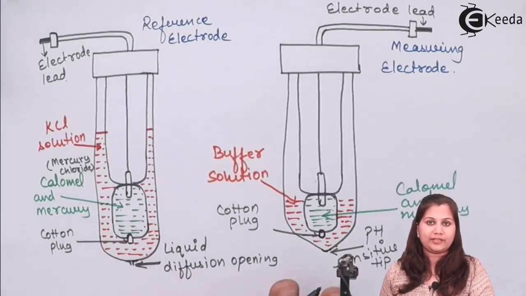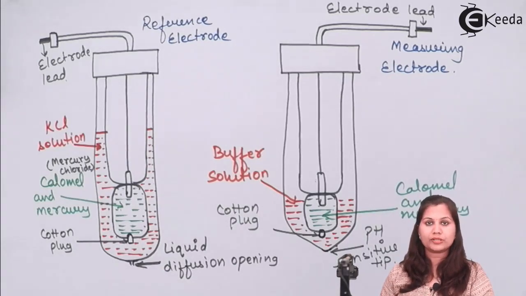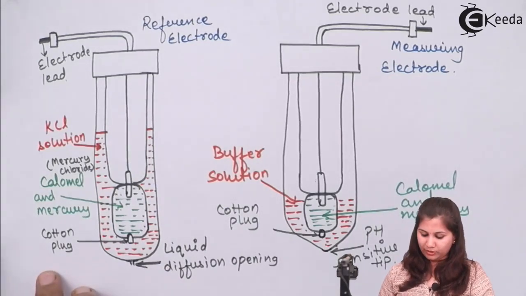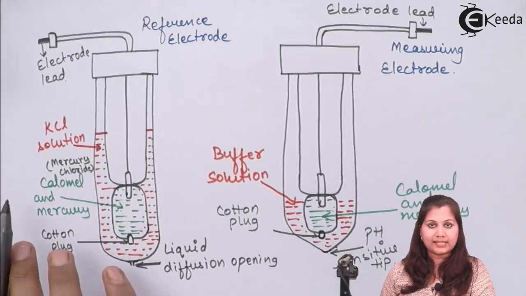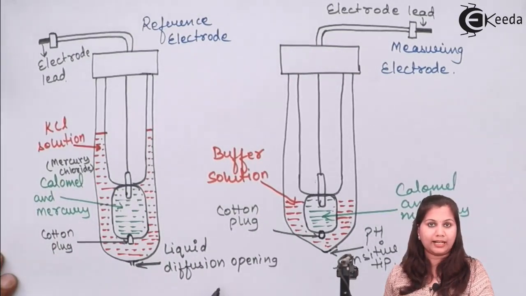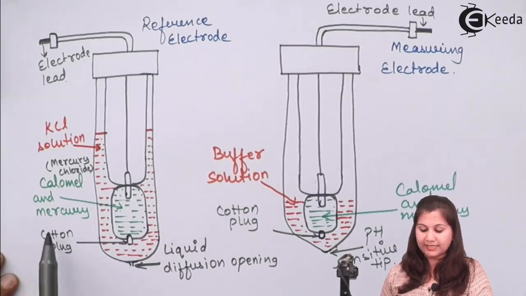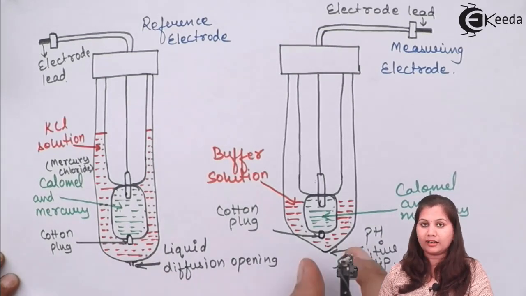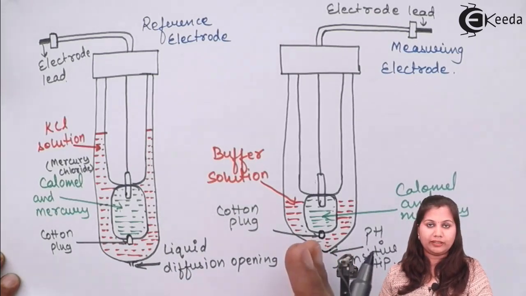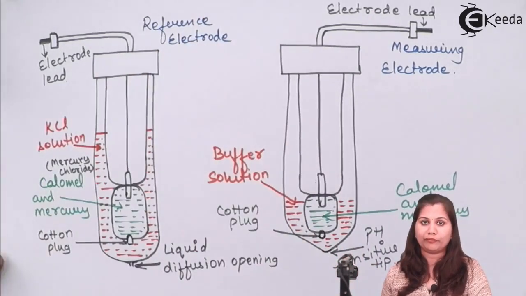So both these electrodes, reference and measuring electrode, are dipped in the solution whose pH we want to measure. And when this KCl solution comes in contact with that solution, because KCl has a constant pH value, a constant voltage will be generated here, and here some other voltage will be generated, that can be measured with the help of the voltmeter.